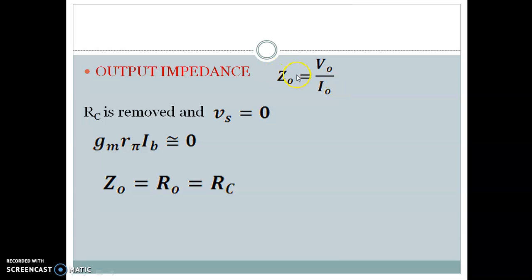Next, the output impedance. Output impedance is given by V0 by I0. So Vs is being set to 0. We'll remove your Rc. Then Vs is equal to 0, then your Is is equal to 0, Ib is equal to 0. So Gm R pi Ib is approximately 0. Across your Rc alone, we are measuring the resistance. Therefore, Z0 is equal to R0 is equal to Rc.